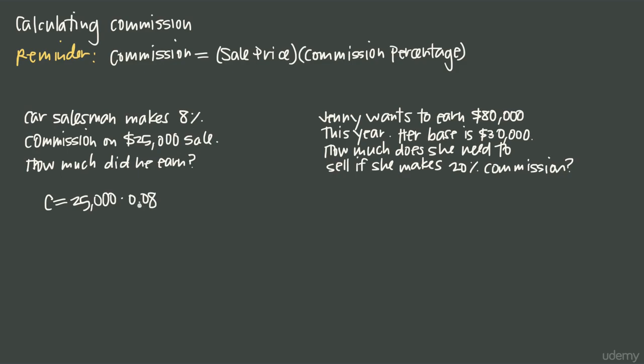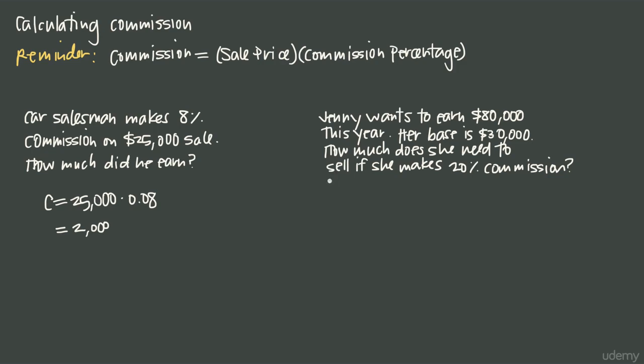So 8% is 0.08. So we multiply those two together, and what we see is that 25,000 times 0.08 is 2,000. So when he sells a car for $25,000, he earns a commission of $2,000, which means that if he goes out and sells another car for $25,000, he's going to earn another $2,000 in commission. So that's a really simple example where we just multiply the sale price by the commission percentage. But what happens if we have a little bit more complicated of an example?